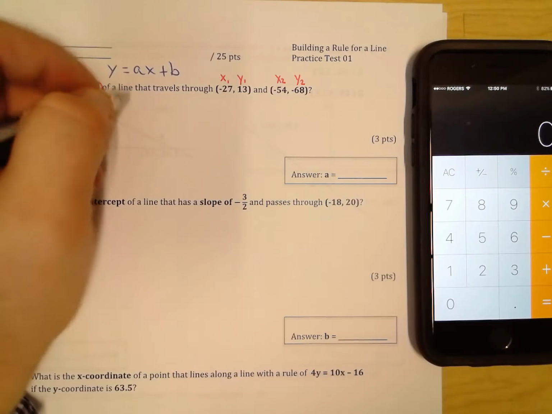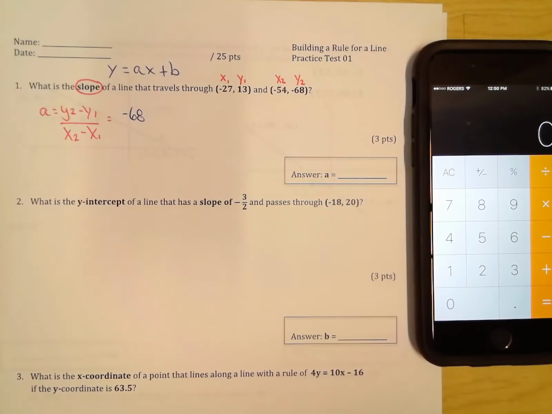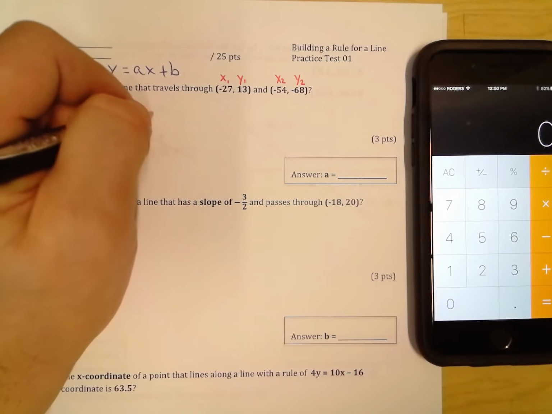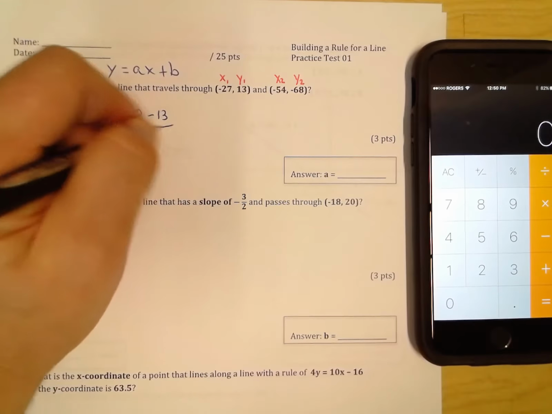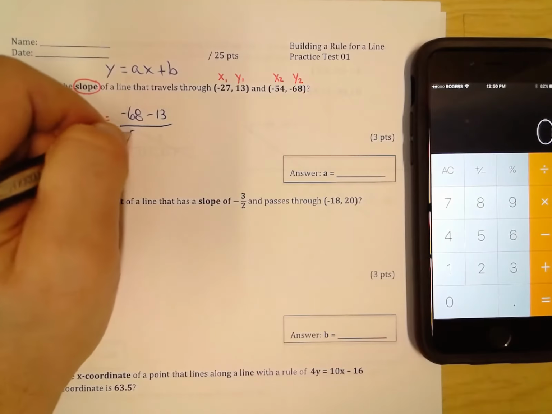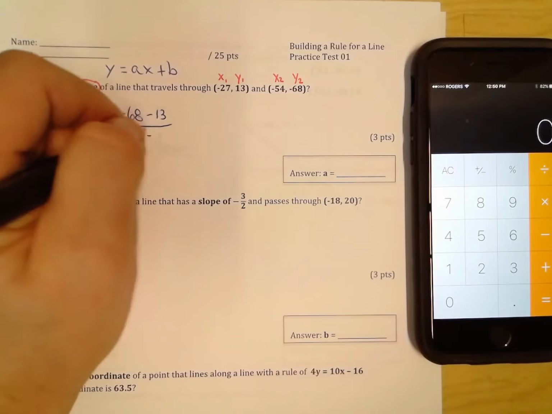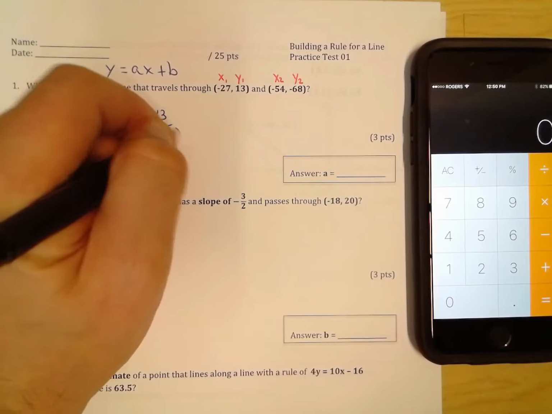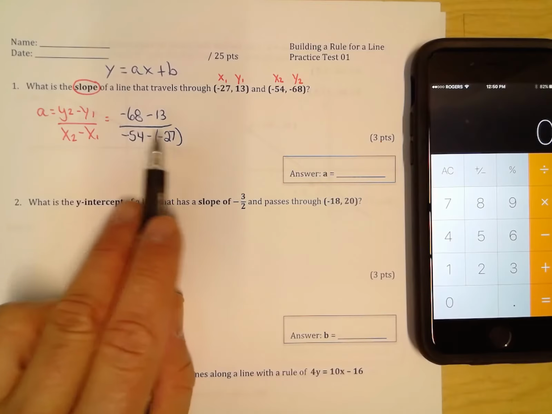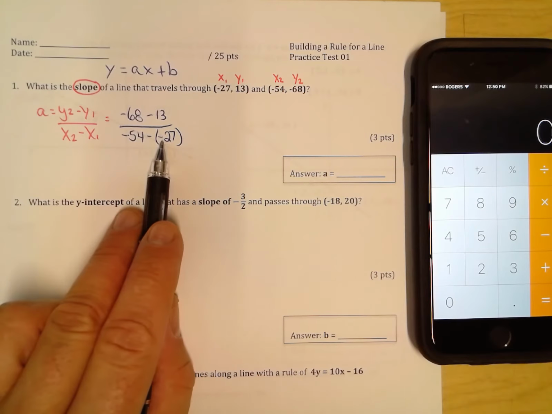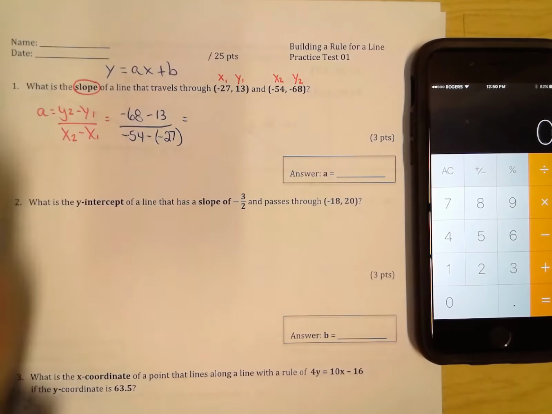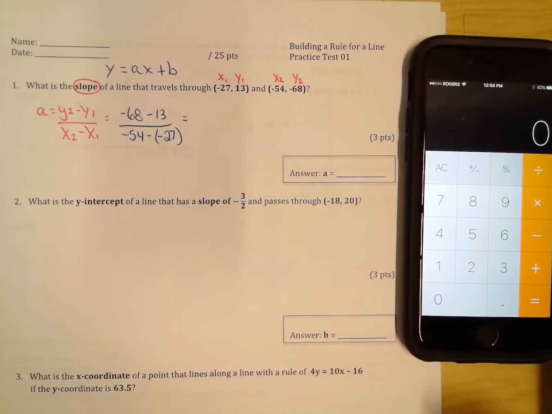So y2, negative 68, minus y1, 13, divided by x2, negative 54, minus, be careful now, negative 27. And I'll use these brackets just to offset the fact that I'm subtracting a negative, to really make that stand out to you, so that you don't make any calculation errors here. And so now I'm ready to use my calculator, and I will go negative 68 minus 13, and that will come to negative 81.